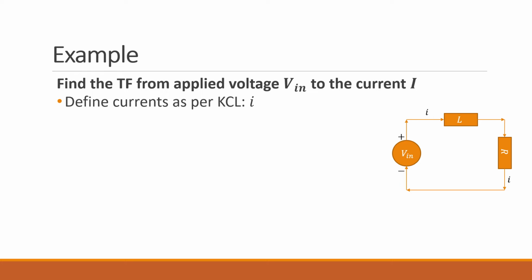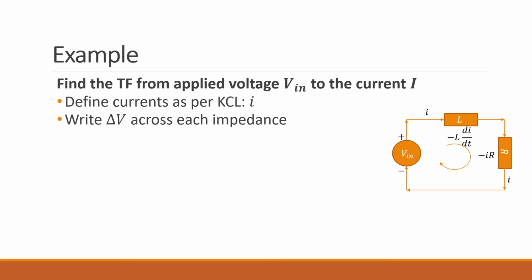Next step is to write voltage changes across each impedance as we move in, say, the clockwise direction of the current. The voltage drop across the inductor is minus L di over dt, i.e. the voltage decreases as you move from left to right. The voltage drop across R is minus IR, i.e. the voltage decreases from top to bottom, and the voltage actually increases across the battery by Vin as you move in the clockwise direction, which is from bottom to top.